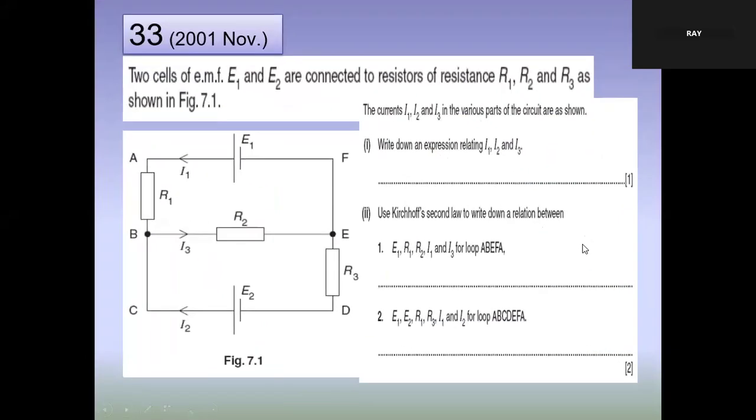Number 33. This is a partial question. Two cells, E1, E2 are connected in series with resistances R1, R2, R3, as shown in the figure. Currents I1, I2, I3 in the various parts of the circuit are shown. They are very kind to you all. I give you the current direction. Next time we have to draw our own current direction. So write down the expression for I1, I2, I3. How are they related?